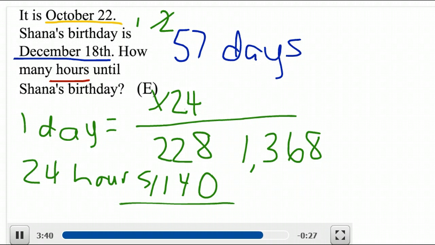So, from October 22nd to December 18th is 1,368. 1,368 what? Hours. Attend to precision, to details. 1,368 hours. Did you get that?